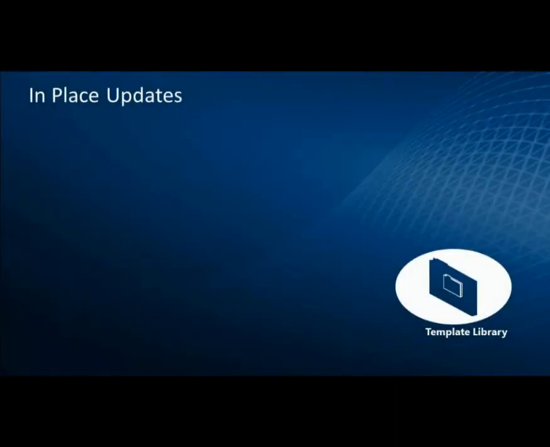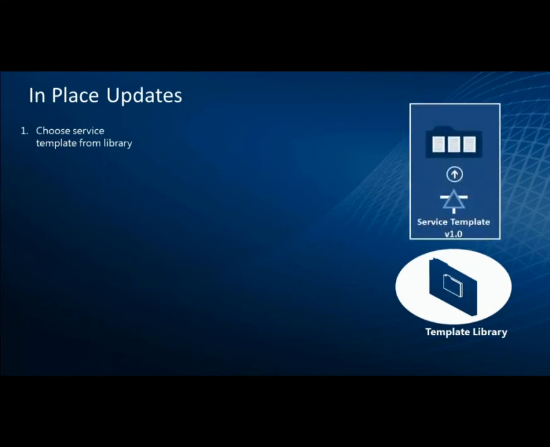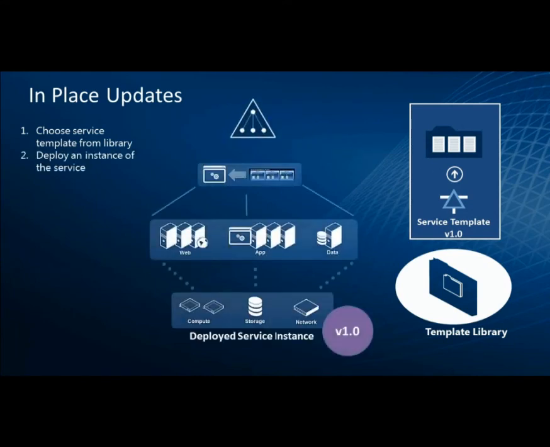All right, so in this example here, I have this template library, and inside this template library, I have a service template that I want to deploy. So I pick that template out of this template library, and I deploy that service. So it's going to deploy an instance of that service, and that service in this example has 3 tiers. It has a web tier with 3 virtual machines, has an app tier with 3 virtual machines, and then it has a database tier with only 1 virtual machine running SQL. And I have versioned this data, and I call it version 1.0.